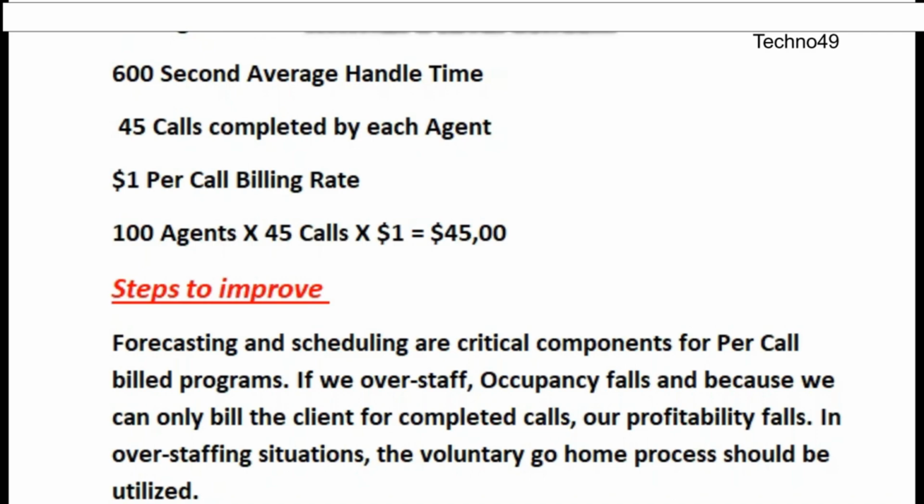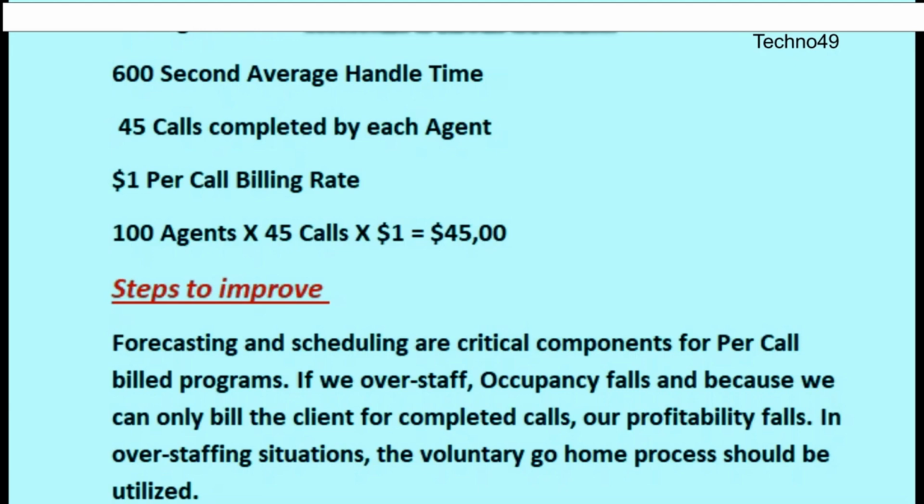In an overstaffing situation, if due to any reason the call volume is not what the call center has predicted, the voluntary go home process should be utilized. Generally that happens for the onshore sites, not at India sites, because in India the agents are paid for a full day, 8 hours, 9 hours, but that's not the case in onshore.